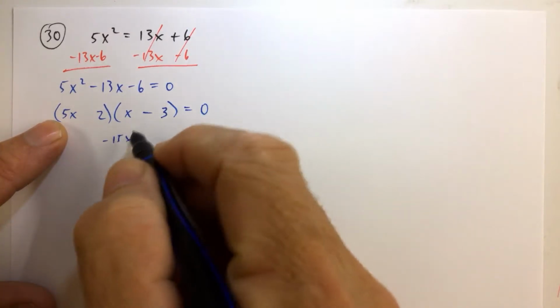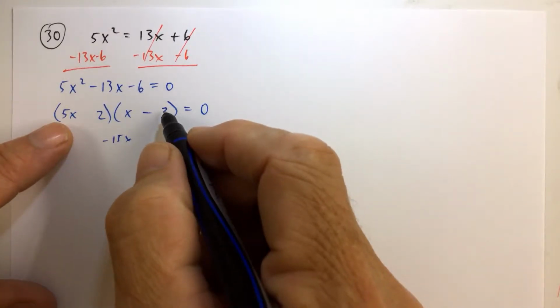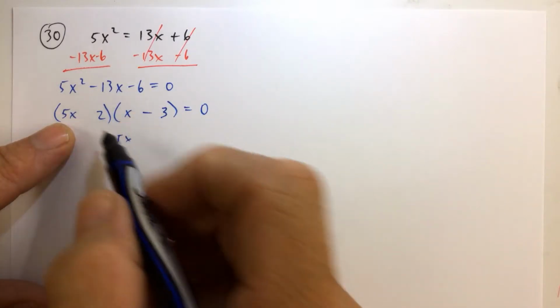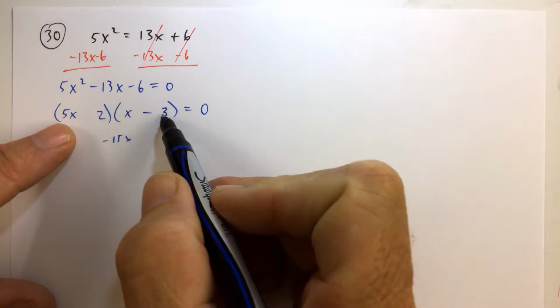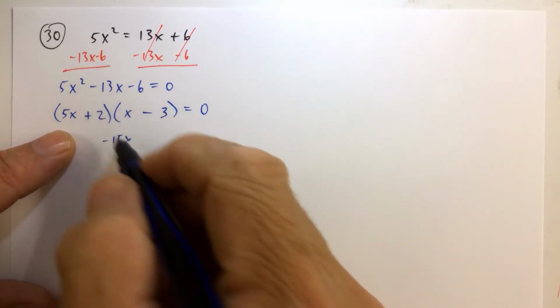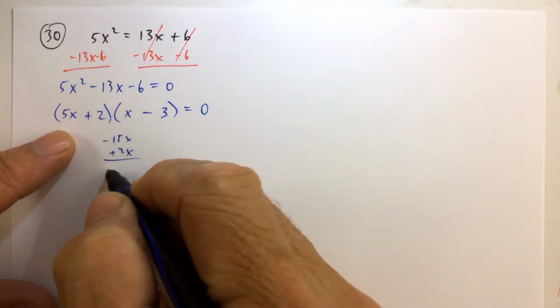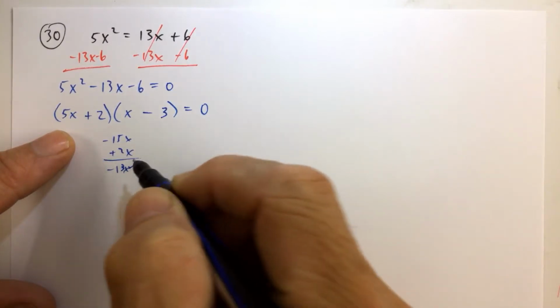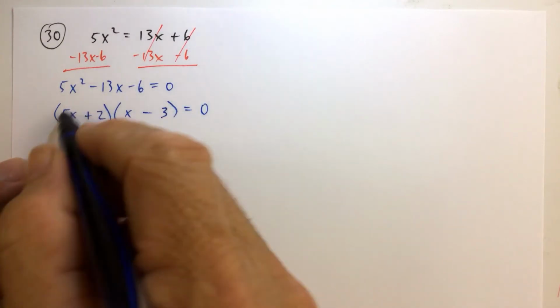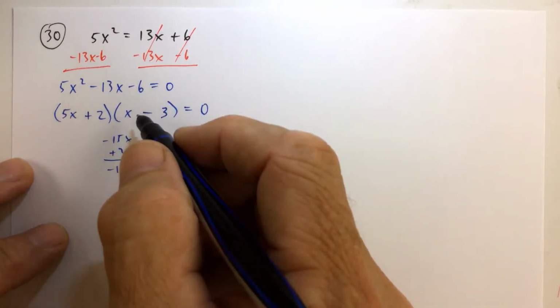So if we're figuring out the outsides one more time, when you multiply the outsides together, we're going to get negative 15x. And when we multiply the insides together, we're going to get positive 2x. Well, we have to quickly check that, and that's going to be negative 13x. Check, and that's going to give us all three terms. So that is the way to factor that trinomial.